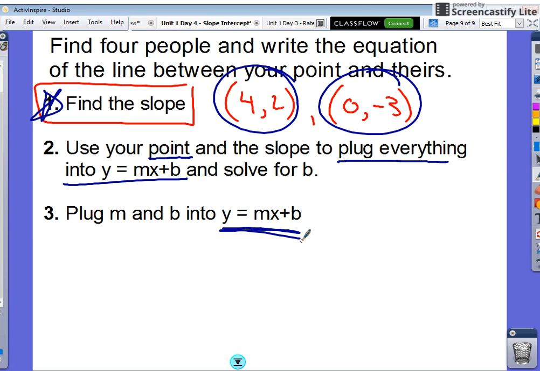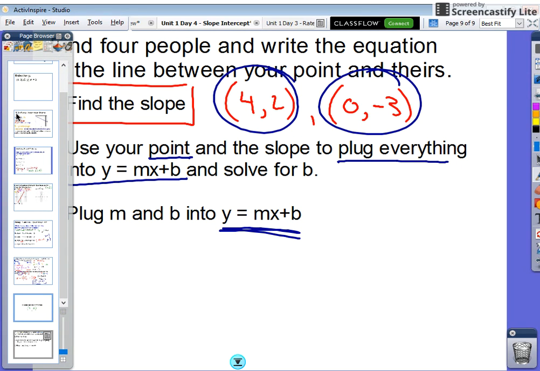I want you to try that out with a couple different partners. Do it at least 2 or 3 times, and then once you've done it about 2 or 3 times, go ahead and jump into our practice assignment.